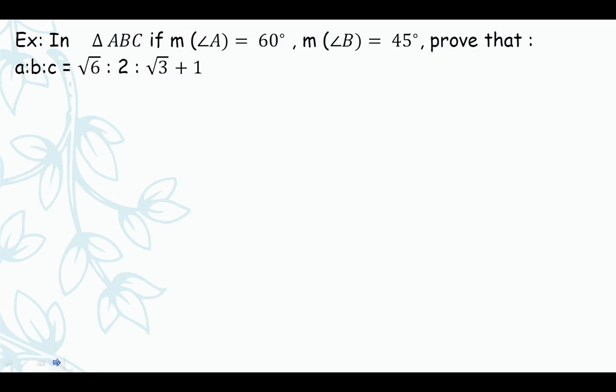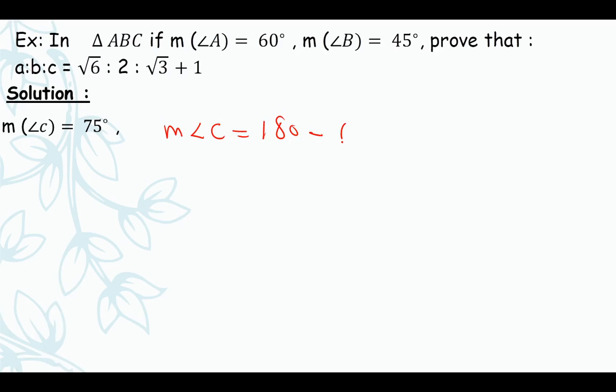Since the measure of the two angles A and B is given, firstly you should find the measure of angle C. Measure of angle C equals 180 minus (60 plus 45). Then measure of angle C equals 75.